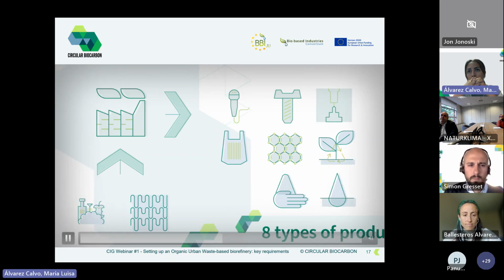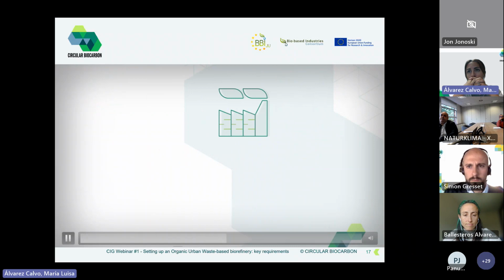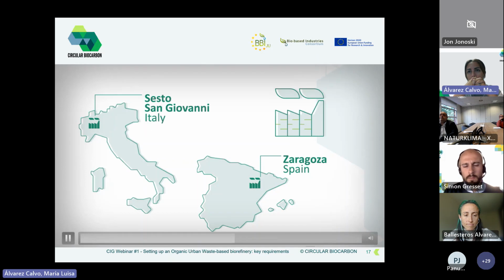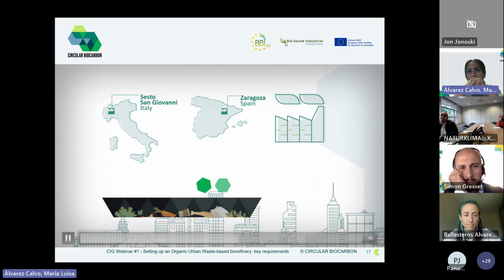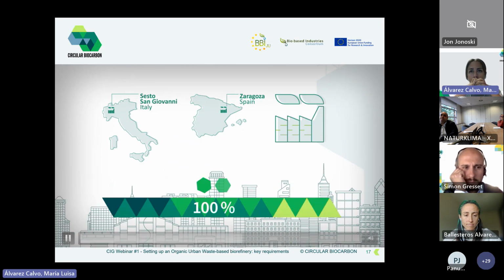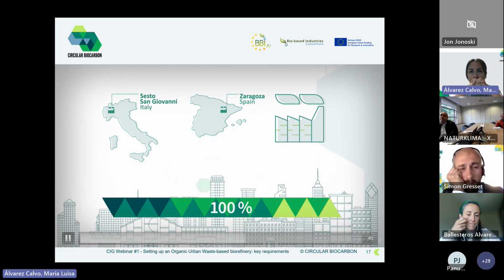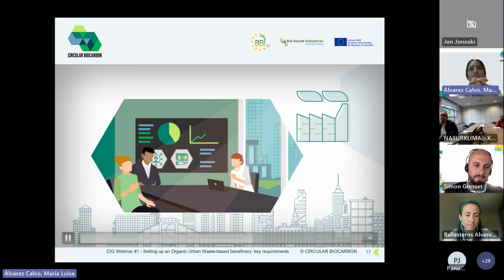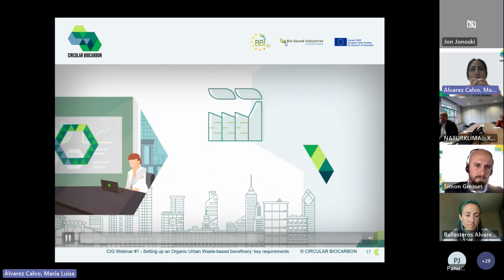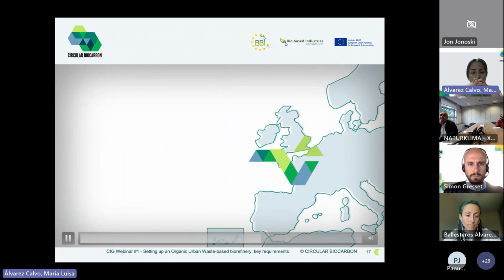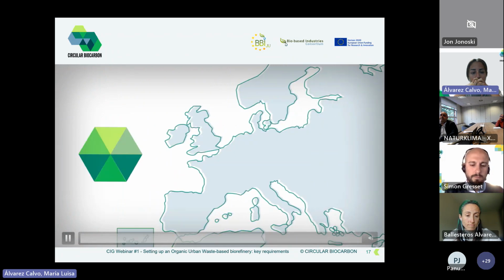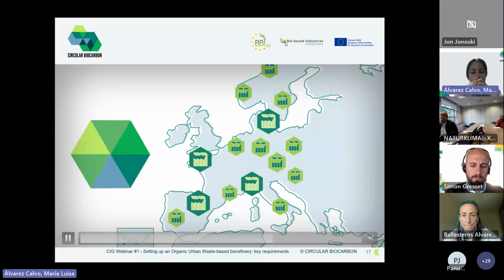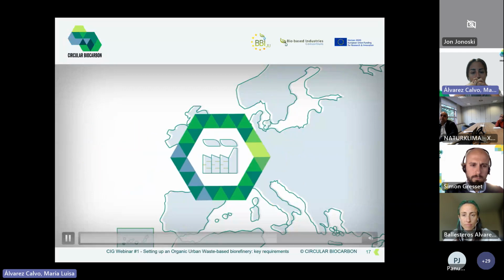The biorefinery is a unique and integrated model to be built in 2 locations: Zaragoza in Spain and Sesto San Giovanni in Italy. The new approach aims to demonstrate a large-scale treatment of up to 100% of biowaste in a city. It will also open up the market for new products and business frameworks based on a circular vision of waste treatment. Circular Biocarbon represents a milestone for Europe due to the implementation at industrial level and the replication potential in other cities. At the end of the project, a commercial-scale biorefinery will be in full operation.